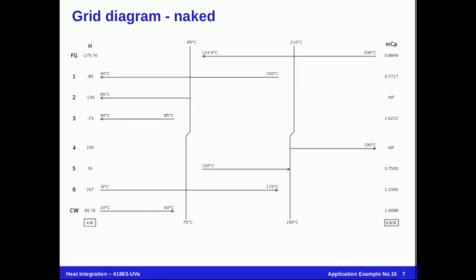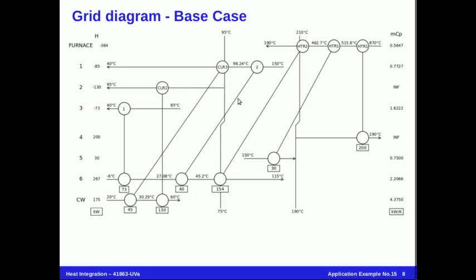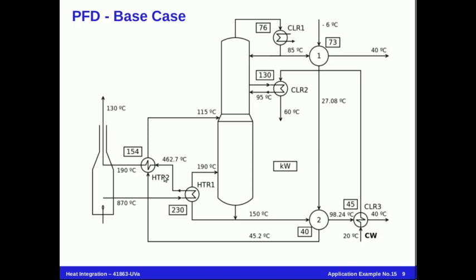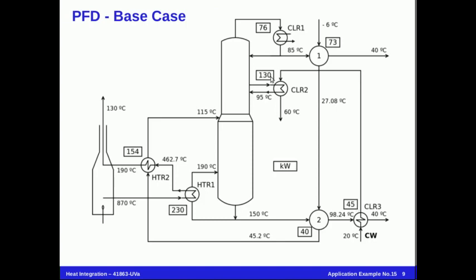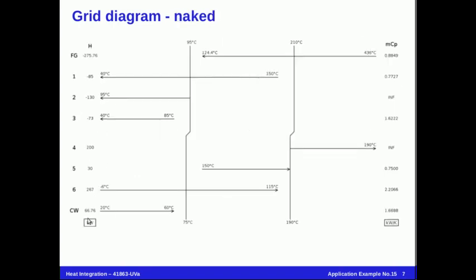For the moment, one thing we can do is represent the current solution, the process as is, on the grid diagram to see how the heat is transported across the pinches. This is the reason why the process is using now 384 kilowatts of heating, that is more than 275, the minimum heating, and 175 kilowatts of cooling, that is more than the 66.76 kilowatts, the minimum cooling.